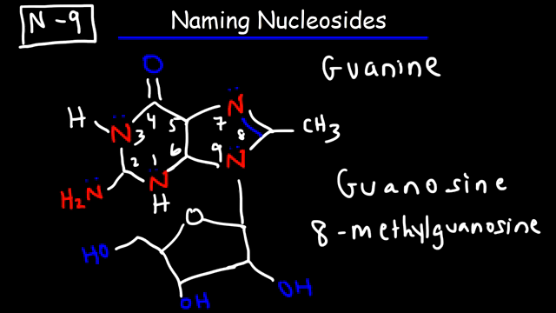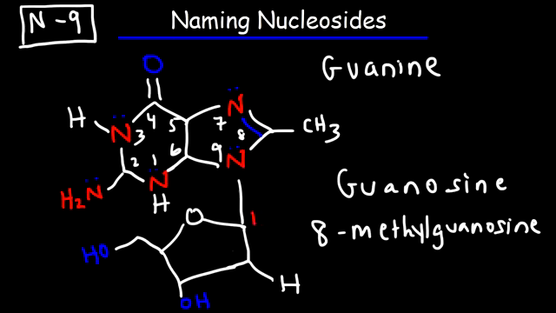Now, what if we remove a hydroxyl group? Let's say if we replace this with a hydrogen, as in the case of DNA. What does it become now? So now we have a deoxyribose, and so this is going to become deoxyguanosine.